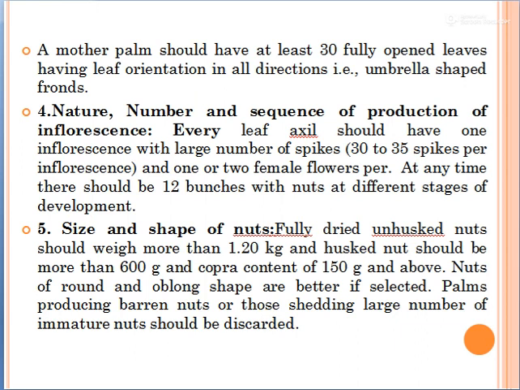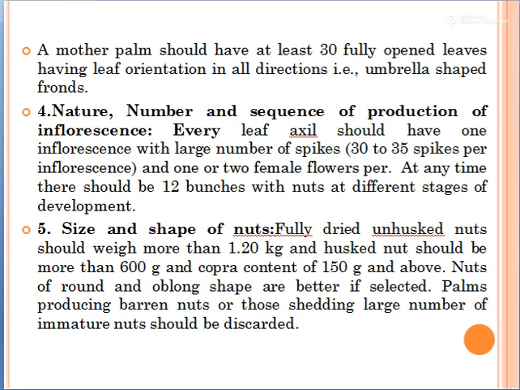Then the nature and the sequence of production of inflorescence. Every leaf axil should have one inflorescence with a large number of spikes. Nearly 30 to 35 spikes per inflorescence are required, and one or two female flowers per palm. At any time, there should be 12 bunches with nuts at different stages of development.